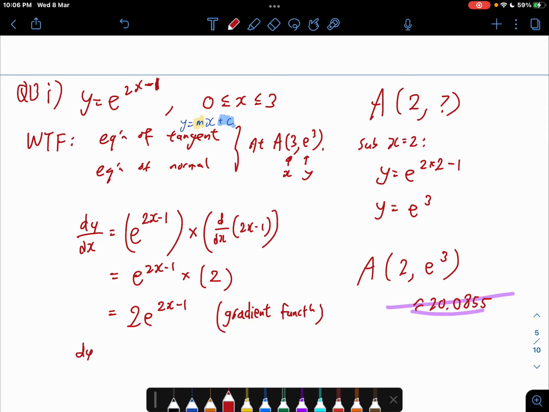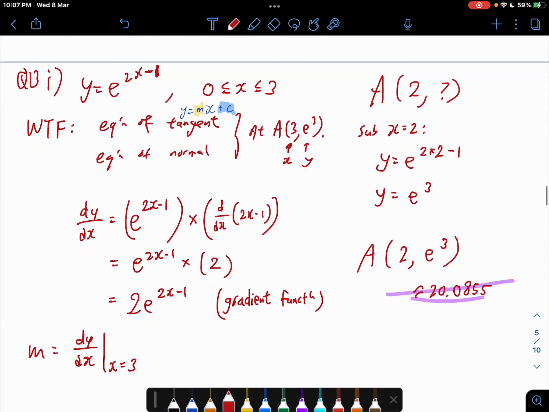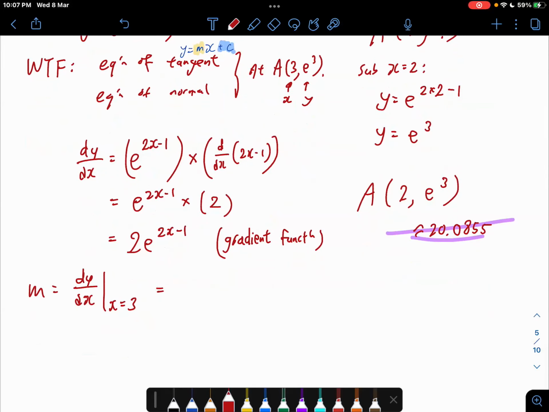Good. So now we want to find the gradient, which is the m. Let's just call it m. dy by dx, but you sub in x with 3. So you find the gradient already. You just substitute everywhere that you see an x with a 3. So what do we get? 2 times e power 2 times bracket 3 minus 1.